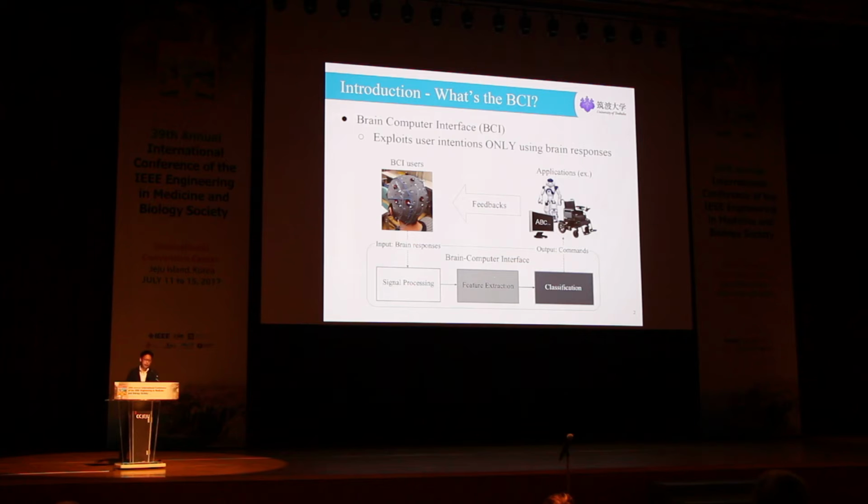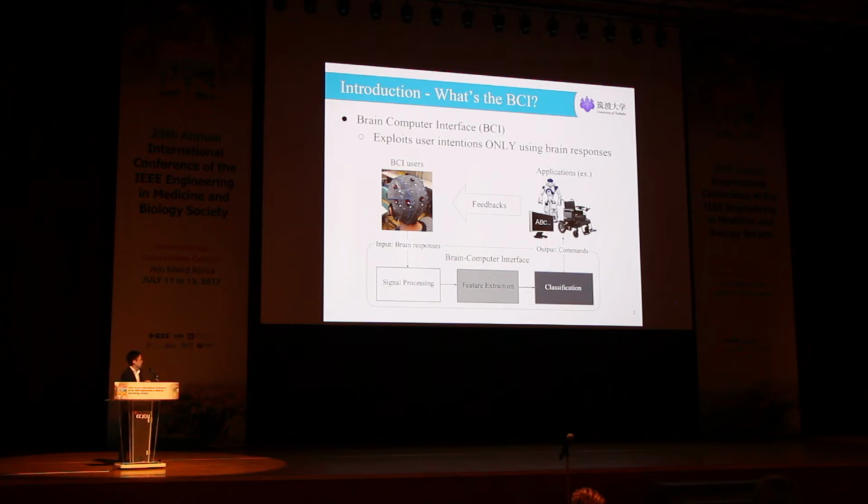First of all, let me introduce the BCI. The BCI stands for the brain-computer interface, which can exploit user intentions only using human brain responses. So please look at this figure. These three diagrams are showing the main functions of the brain-computer interface. At first, the signal processing section receives the human brain waves and conducts signal processing like cancelling noise. Then those signals are converted to feature vectors in the feature extraction section. Then finally, those generated feature vectors are classified with machine learning algorithms in the classification section.